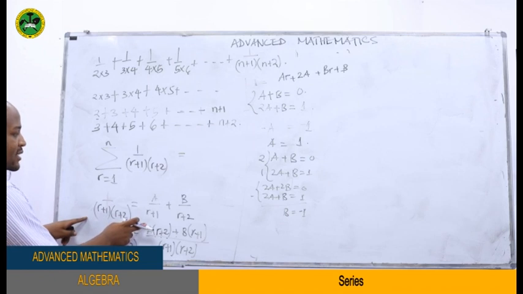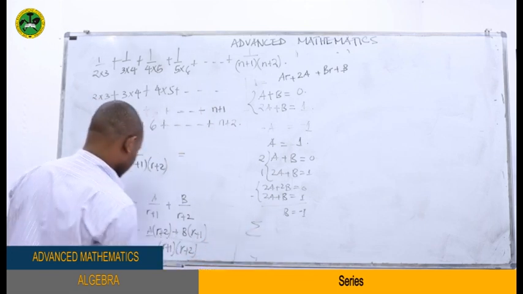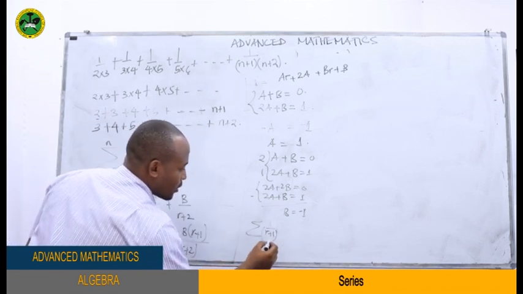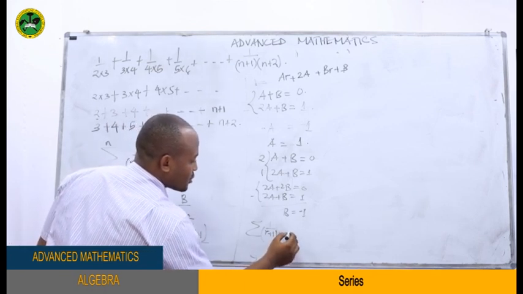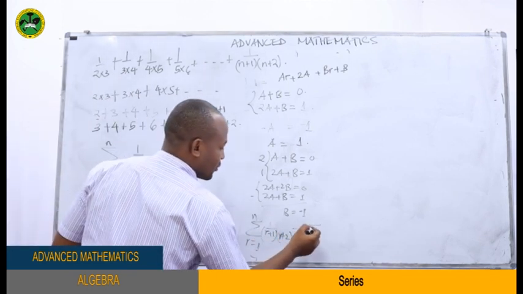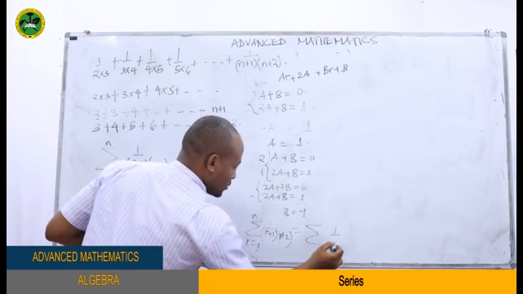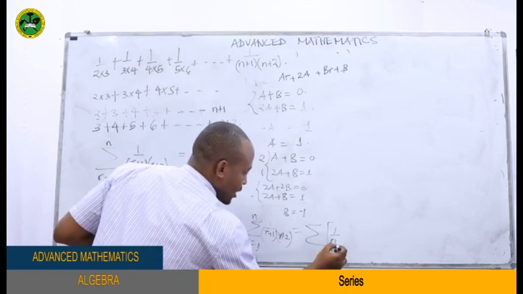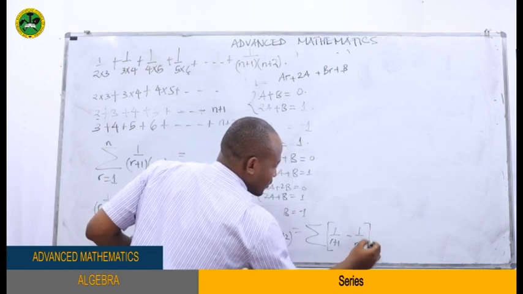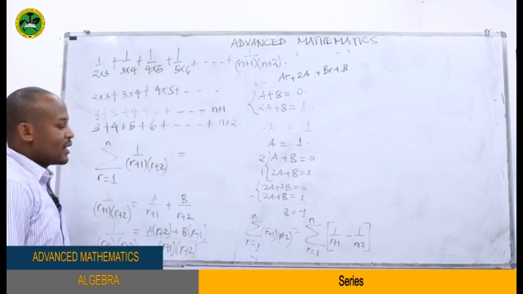So this can be written as the summation of r plus 1, r plus 2 from r equals 1 to n, which equals the summation of a, which was 1, over r plus 1, and b, which is negative 1, over r plus 2, from r equals 1 to n.